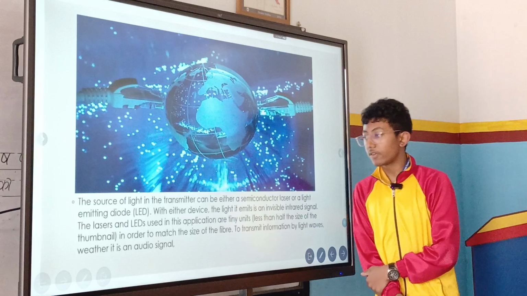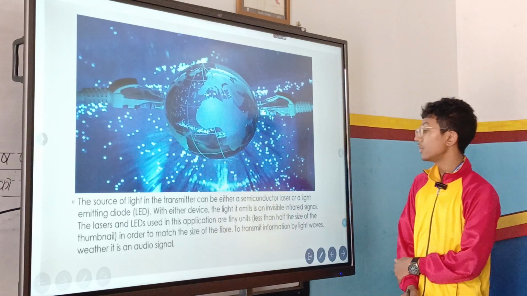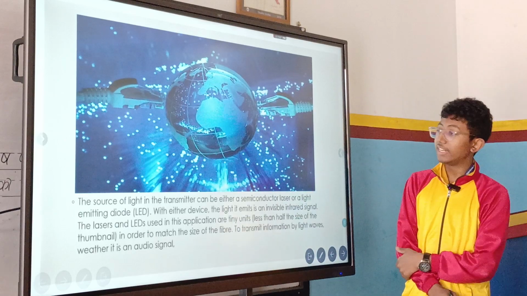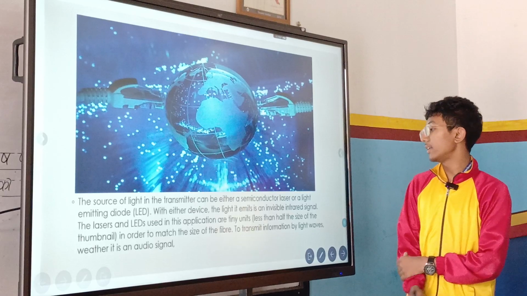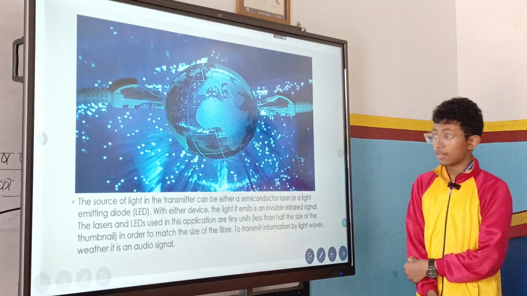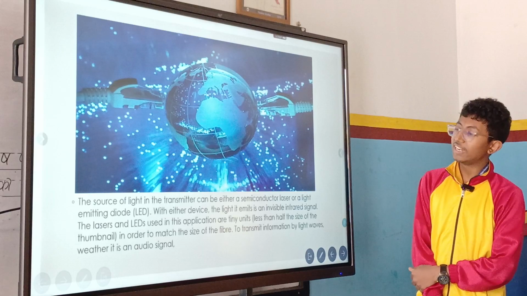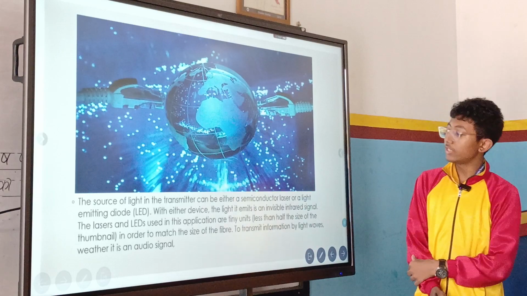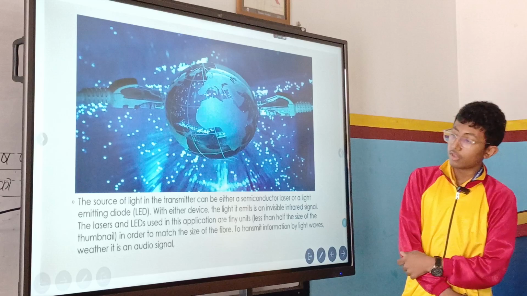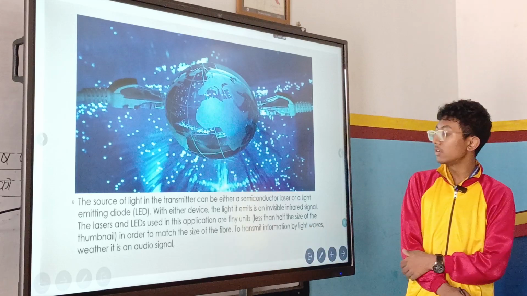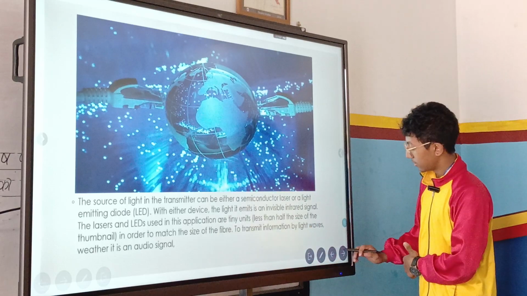The source of light in a transmitter can be either a semiconductor laser or a light emitting diode, LED. With either device, the light emitted is infrared. The lasers and LEDs used in this application are tiny units, less than half the size of a thumbnail, in order to match the size of the fiber to transmit information by light waves.